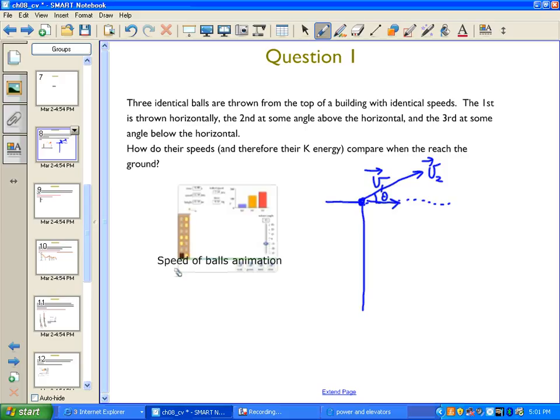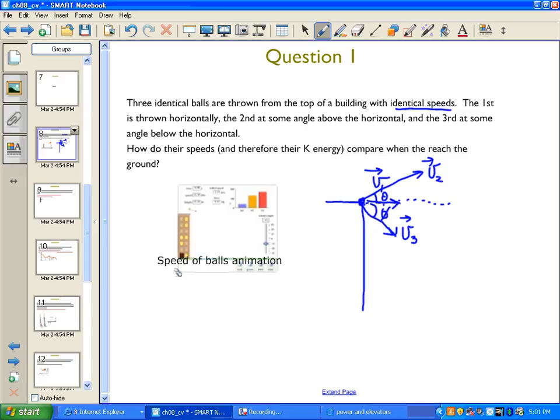And the third one is thrown at some angle below the horizontal. So the third one here, V3, is at some angle, let's call it phi, below the horizontal. The question is, how do their speeds and therefore their kinetic energy compare when they reach the ground? And recall that we are told that the 3 are thrown with identical speeds.